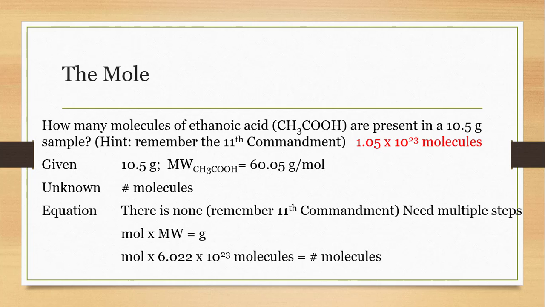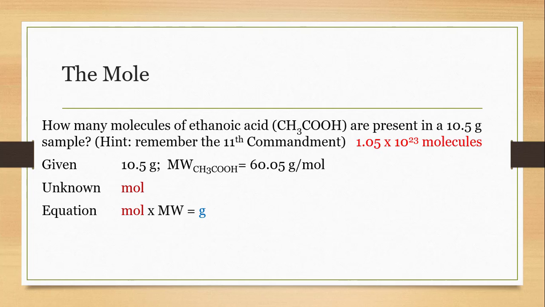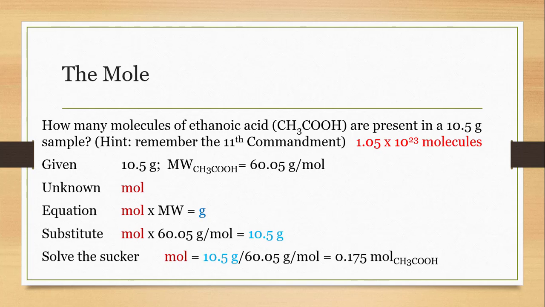Based on the information we have, I can calculate the number of moles. Now I notice that once I know the number of moles from that equation, I can plug it into the second equation. That is common to both equations. So I change my unknown here to moles because that I can figure out. So now I'm going to use this equation. I plug in my values, I rearrange, and I have 0.175 moles of ethanoic acid.